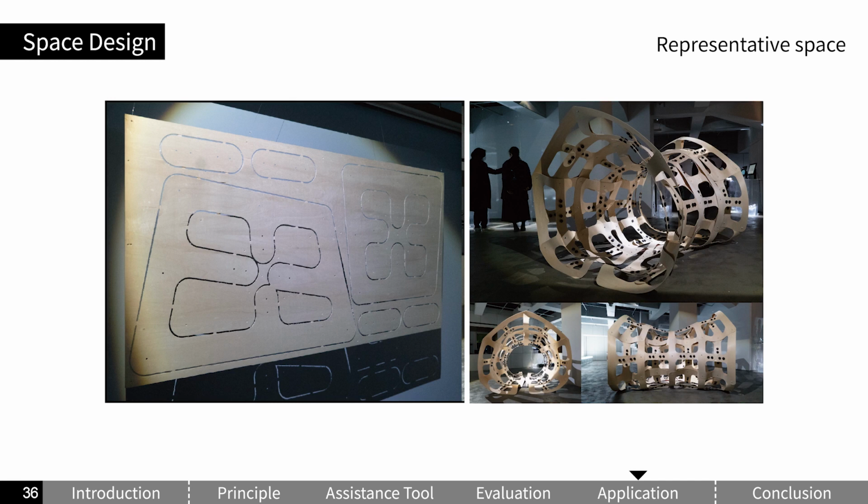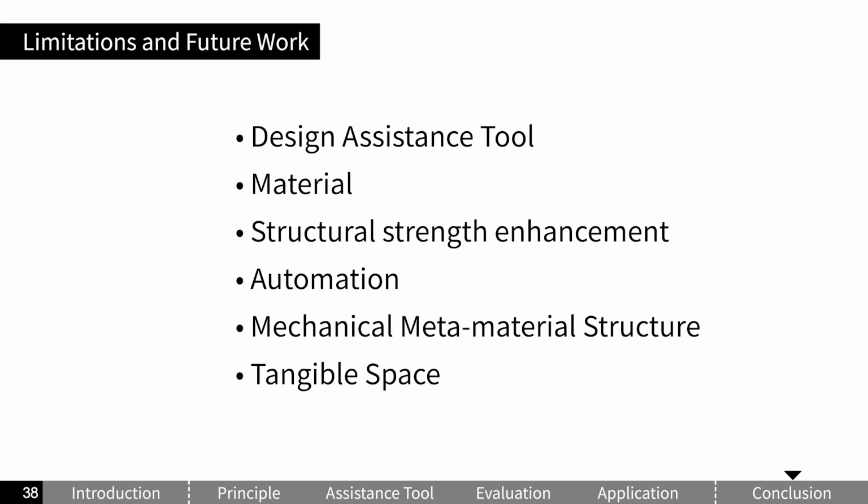Leveraging the TensionFab approach, users can fabricate surface structures to accurately achieve target shapes, presenting a practical strategy for creating representative spaces. This versatility allows applications in diverse fields such as movie scene design, performance stage design, interior design, and education model making. For example, the structure in the picture shows an education tool for spatial study, effectively representing the characteristics of a black hole. This research highlights several directions for further exploration in design assistance tool, material, structural strength enhancement, automation, mechanical metamaterial structure, and tangible space. It outlines potential research challenges and opportunities for advancing this research in the future.